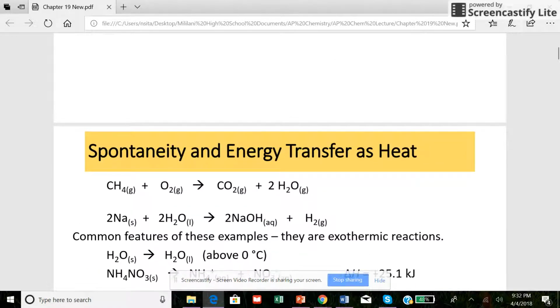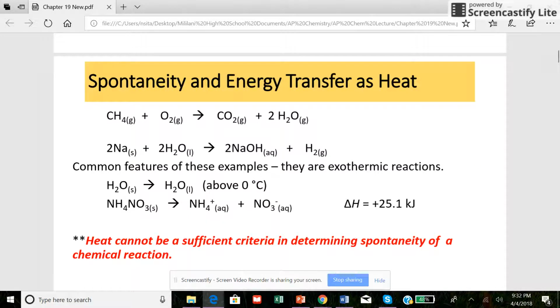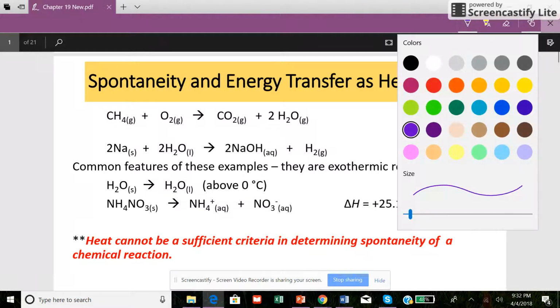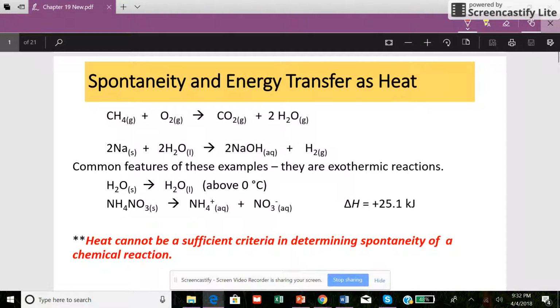Okay, before we get into that, let's talk about spontaneity, meaning the ability for the reaction to happen on its own without us having to push the reaction to happen. For example, something like the combustion of methane. In the presence of oxygen, we know that we can burn methane at room temperature, and the reaction will happen immediately and produces carbon dioxide and water. That is what we call a spontaneous reaction.